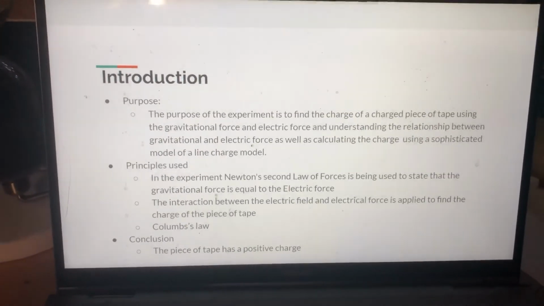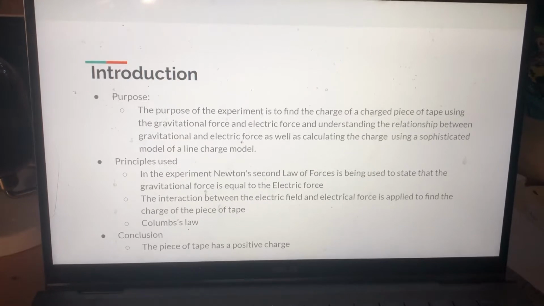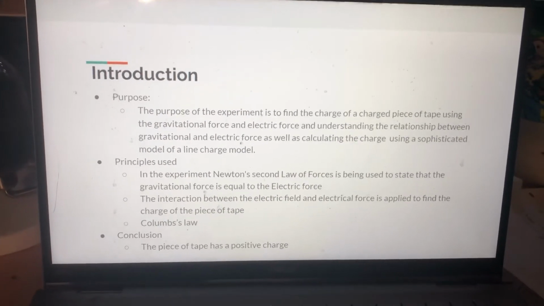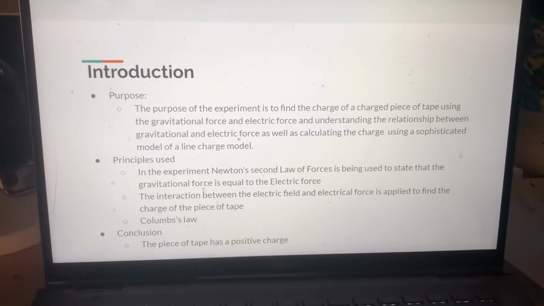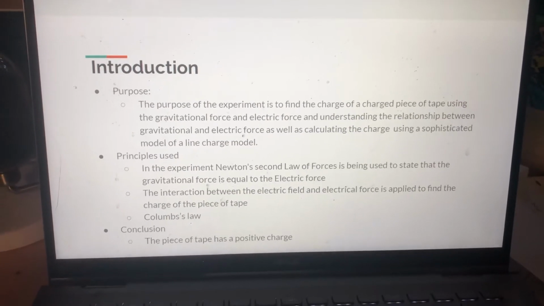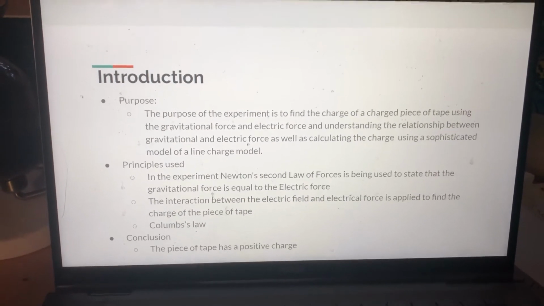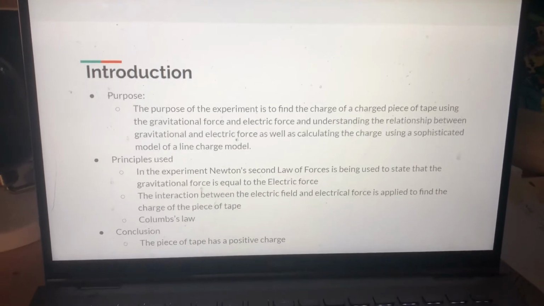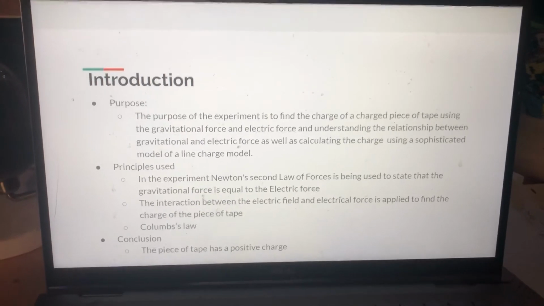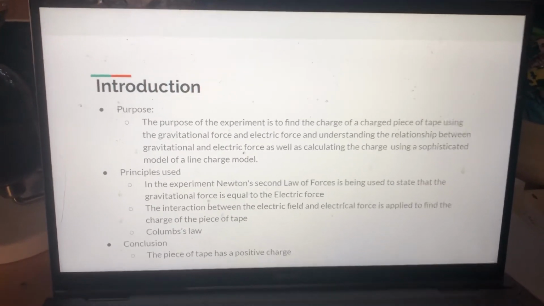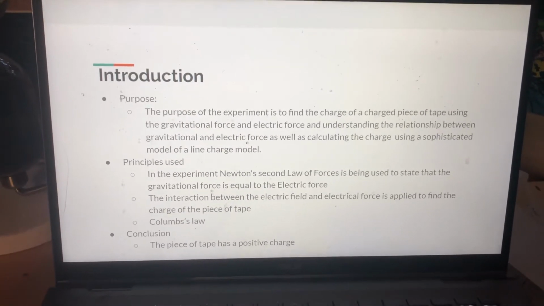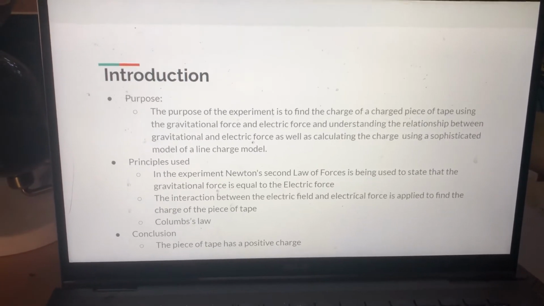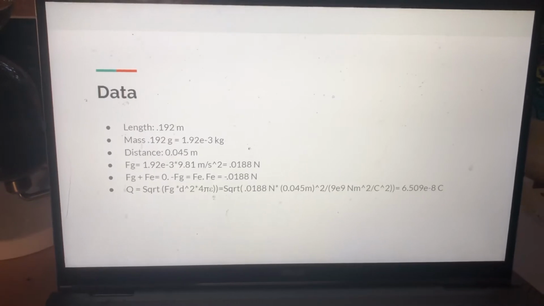In the experiment, Newton's second law is being used to state that the gravitational force is equal to the electric force, since the piece of tape is motionless and they will equal each other. The interaction between the electric field and the electrical force is applied to find the charge of the piece of tape, and Coulomb's law is used to find the electric field. A conclusion made was the piece of tape had a positive charge.